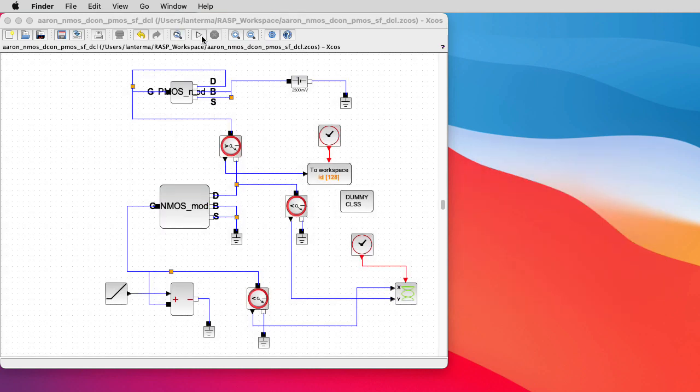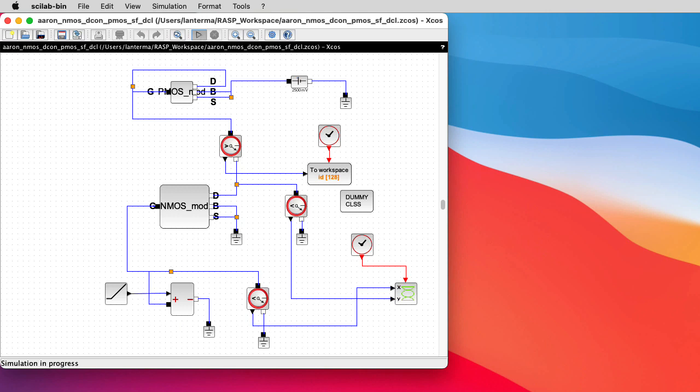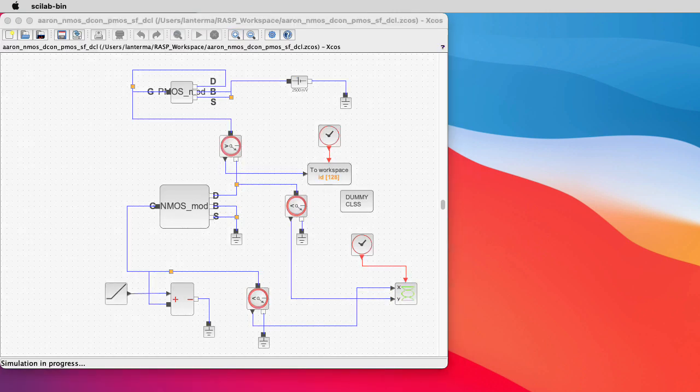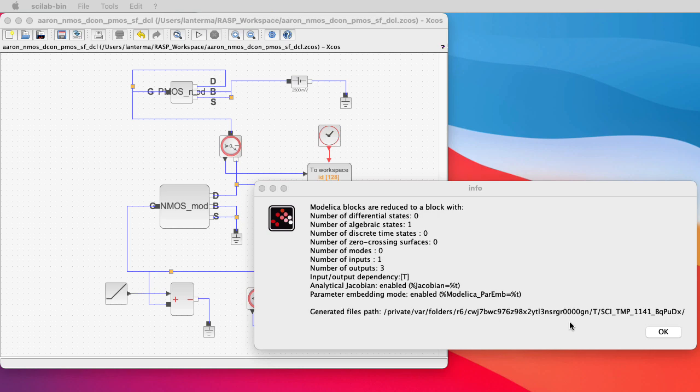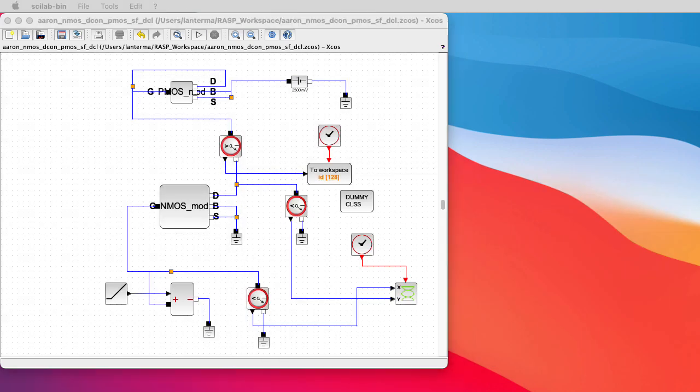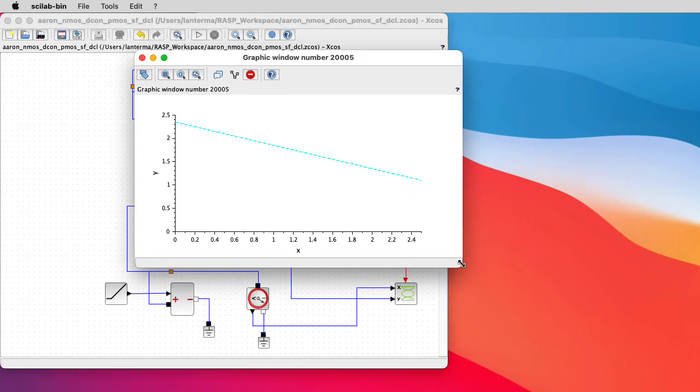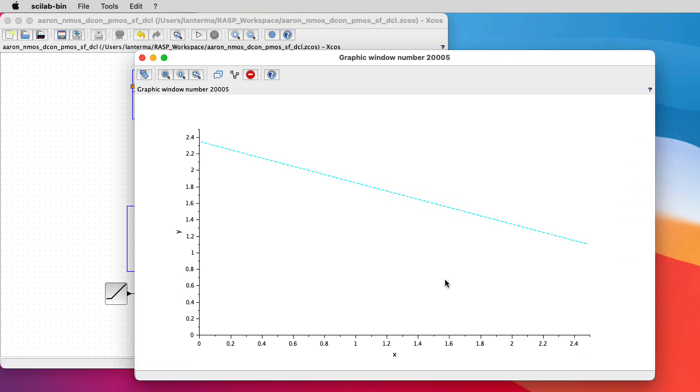Okay, after 4.5 minutes of blathering, let's go ahead and hit the simulation button. Okay, it's going to simulate, and let's see what we get. Look at this nice slope we have here.